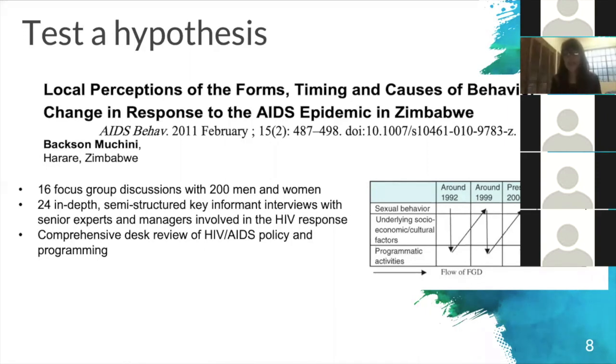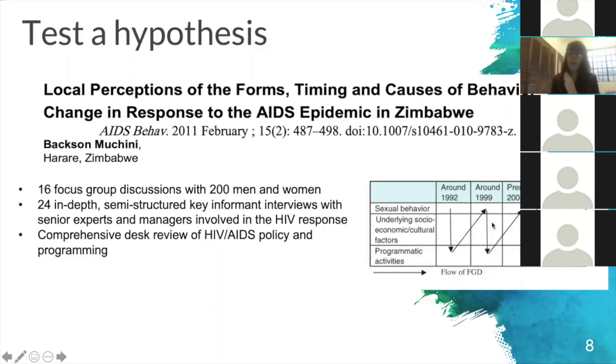What they did is 16 focus group discussions with 200 men and women, and 24 in-depth interviews with key stakeholders, mostly experts and managers involved in the HIV response. They also did a comprehensive desk review about HIV/AIDS policy and programming, mostly communication about risk of HIV through campaigns and other means of communication. And they split the time of their interviews based on information from modeling and statistical analysis showing that there was a change in behavior likely from 1999 onwards.